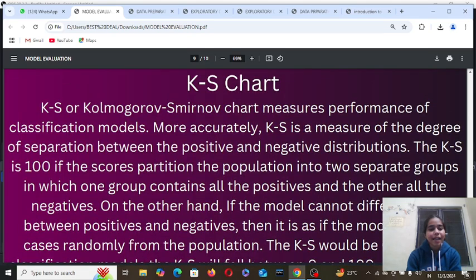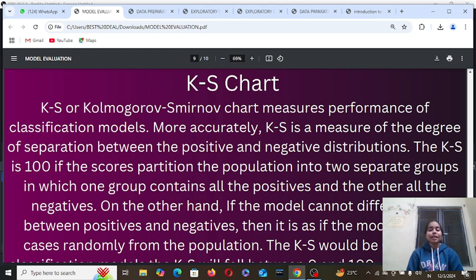KS chart. KS or Kolmogorov-Smirnov chart measures the performance of classification models. More accurately, KS is a measure of the degree of separation between the positive and negative distributions. The KS is 100 if the scores partition the population into two separate groups, in which one group contains all the positives and the other all the negatives.